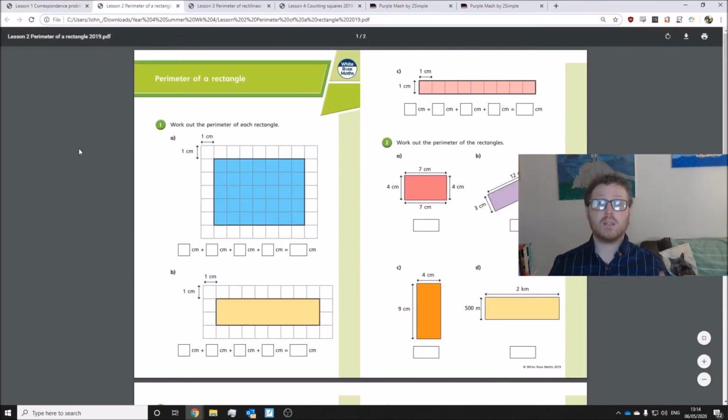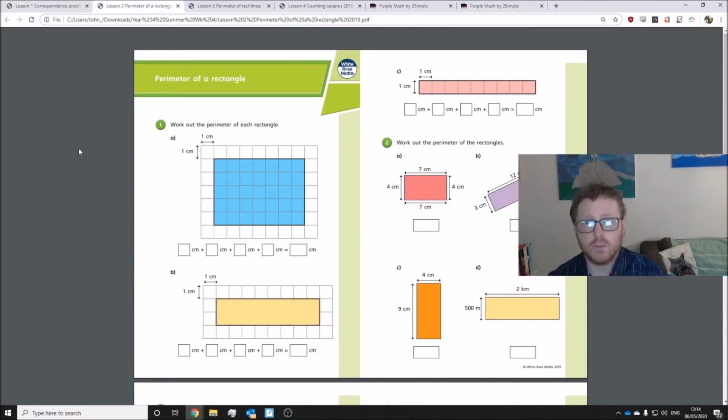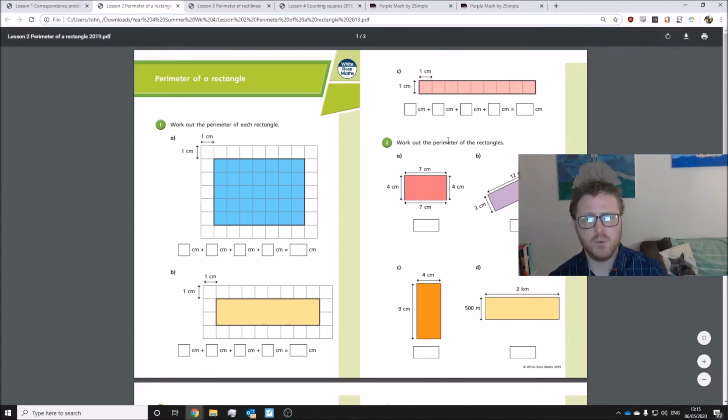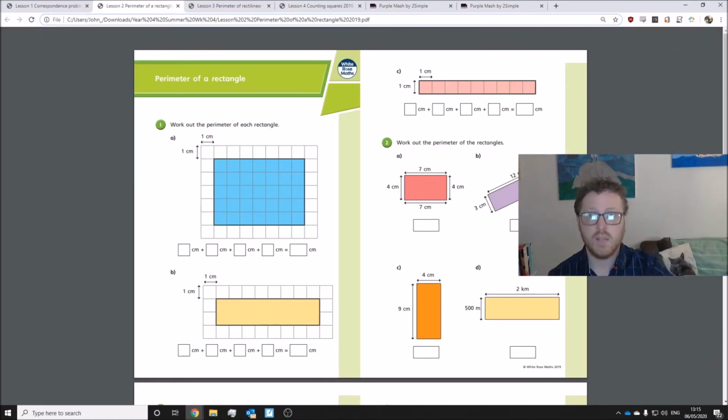Lesson 2 is going to be about perimeter of rectangles. So again, you've got some examples here where, if you'd like to, you can count the squares. If you'd like to do some calculation instead, that's fine. This one here, for example, you're going to start getting onto questions where you can't count the edge. You're going to have to do the calculation. If you'd like to draw these shapes yourself and count some squares on some squared paper, of course you can do that. Some of them might be a little bit tricky.